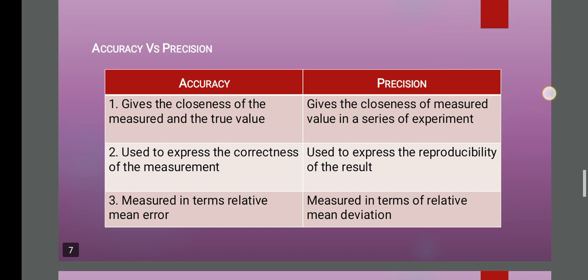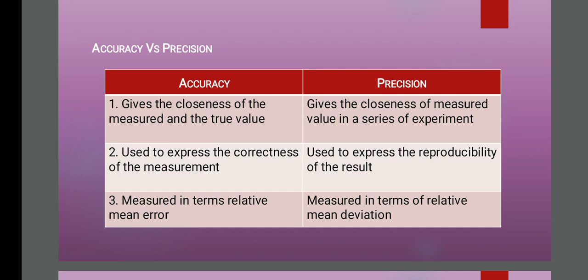Next is the difference between accuracy and precision. So only 3 points we are going to see here. It's very simple. First one is nothing but the definition. So what I mean by accuracy, I have told you. Accuracy gives the closeness of the measured value and the true value. That is, the measured value is found to be very close to the true value. This we call accuracy.